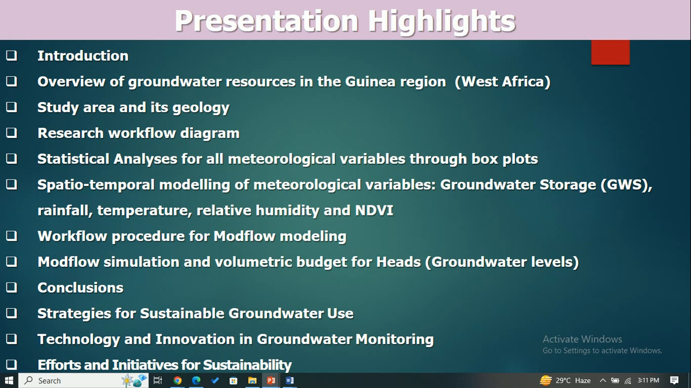Then we will see the workflow procedure for the MODFLOW modeling, and we will see the results of the MODFLOW simulation and the volumetric results of this, and then we will come to the conclusion parts. Then we will see the strategies for sustainable groundwater use and technology and innovation in groundwater monitoring, and finally the efforts and initiatives for sustainability.